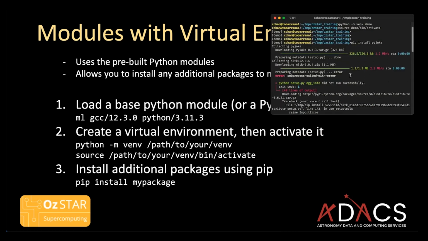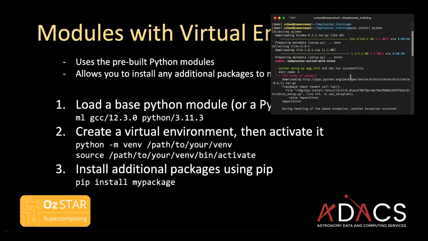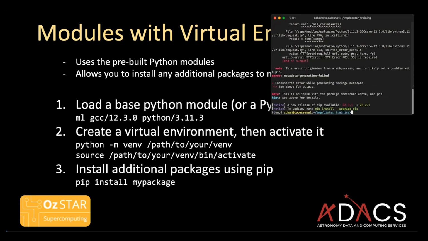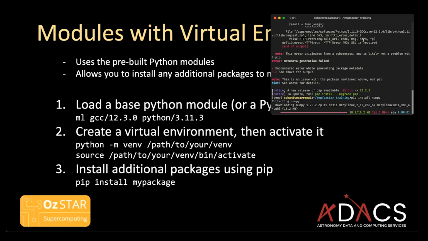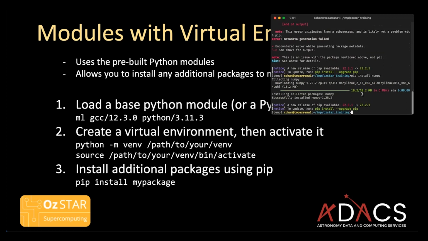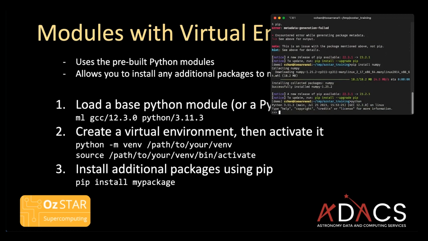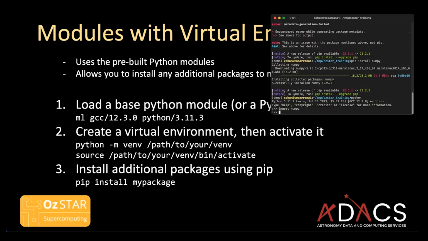I think maybe Python 3.11 is too new for some packages sometimes. Yeah, okay. I just tried to install a package that isn't supported by 3.11. But if I try to do like pip install NumPy, that should work. There we go. So that installed successfully. And now in Python, I can go import NumPy. And that's available to me.